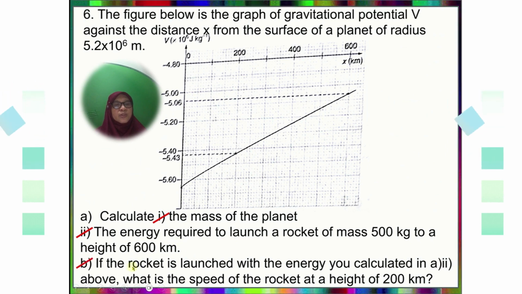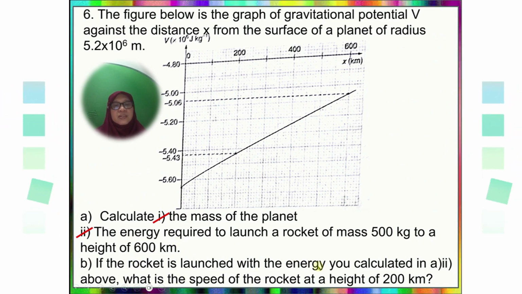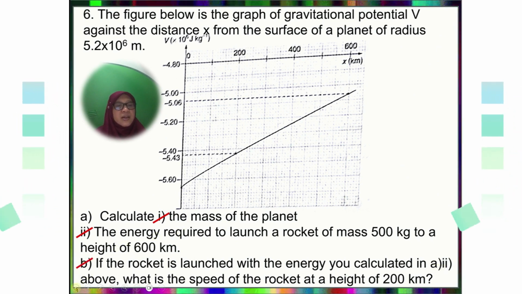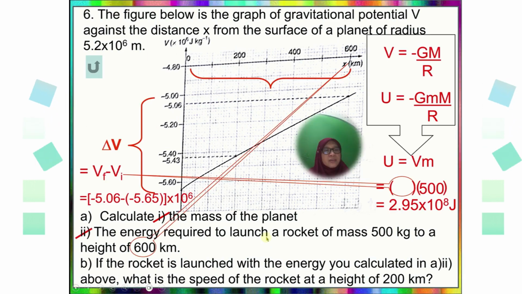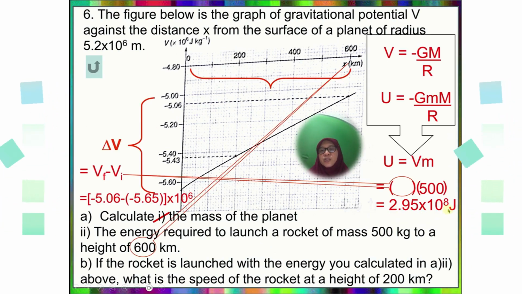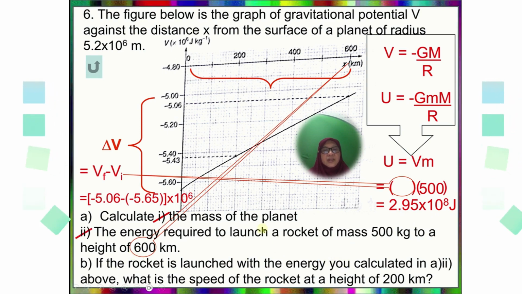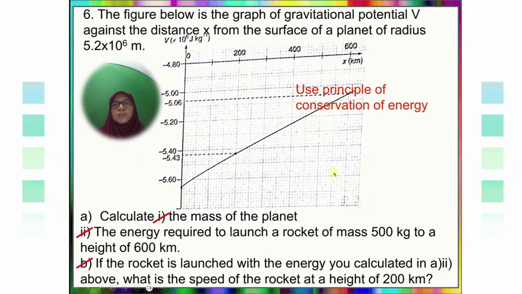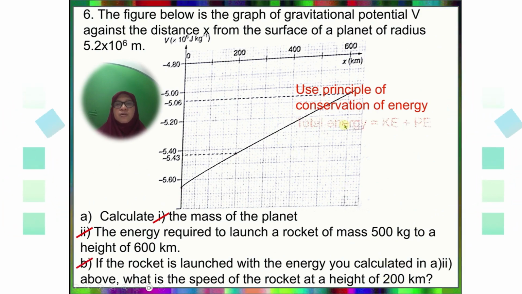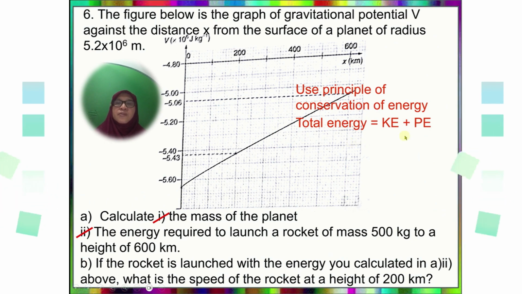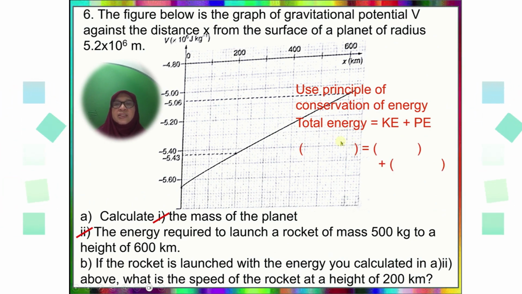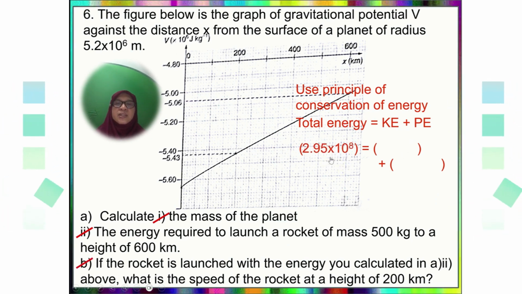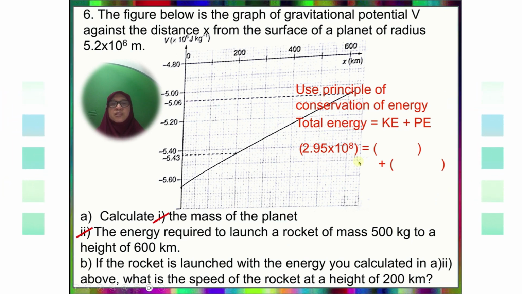Okay, next we go to question B. If the rocket is launched with the energy you calculated in A, we calculated already just now, we get 2.95 times 10 to the power of 8 joules. So we use this energy to find the speed of the rocket at a height of 200 kilometers. So we use the principle of conservation of energy. The total energy will be kinetic energy plus potential energy, so initial equals final. The energy we calculated just now is 2.95 times 10 to the power 8.